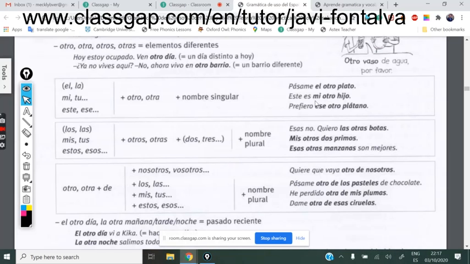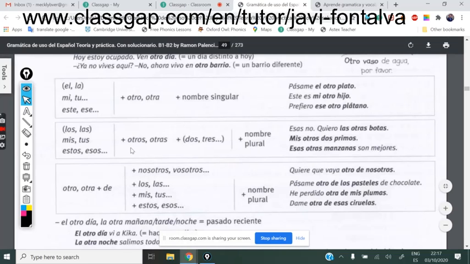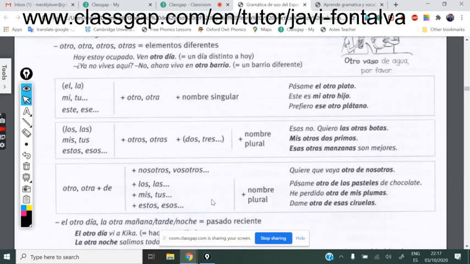Me so, also, so the other children. My other, exactly, my other son. So this is my other son. Prefiero este ese otro. I prefer that other banana. Or you could use a possessive as well. So my, your, whatever. So mis otros dos primos. My other two cousins. Esas otras.